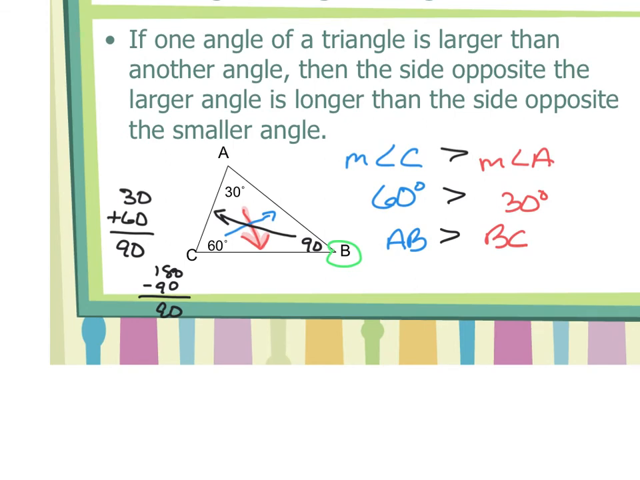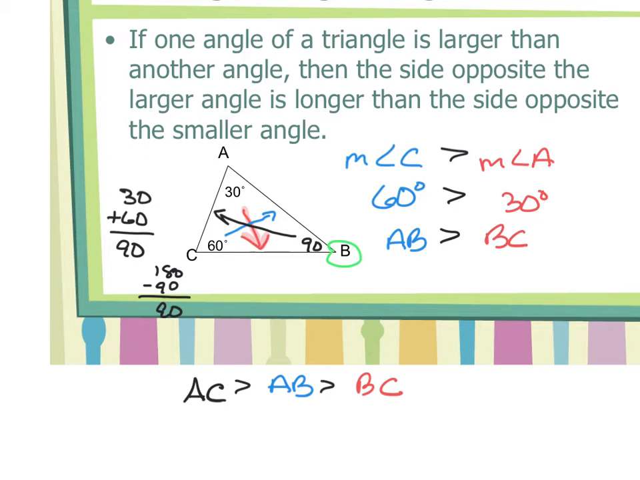So if they ask you to order the side lengths from greatest to least, you would say AC is the biggest. Then you would say coming up next would be AB, because it's across from the 60, and then the smallest would be BC. So you could write it like that. So whenever you're doing the homework, you need to find the missing angle first, and then compare the sides.